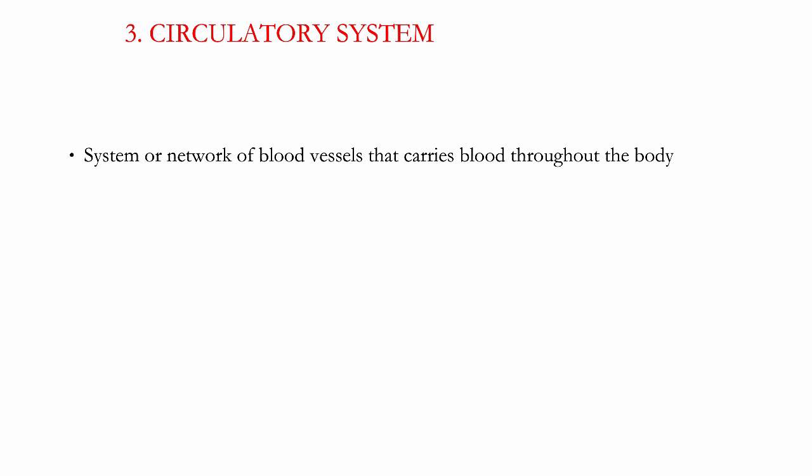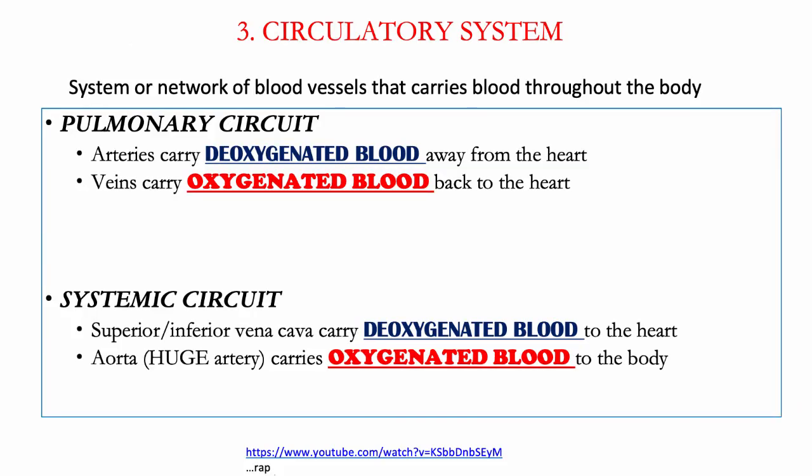That's the circulatory system. It's a system or network of blood vessels that carries blood throughout the body. Pulmonary circuit, arteries carry deoxygenated blood away from the heart. Veins carry oxygenated blood back to the heart. In the systemic circuit, the superior and inferior vena cava carry deoxygenated blood to the heart. The aorta, the huge artery that leaves the heart, carries oxygenated blood to the body.